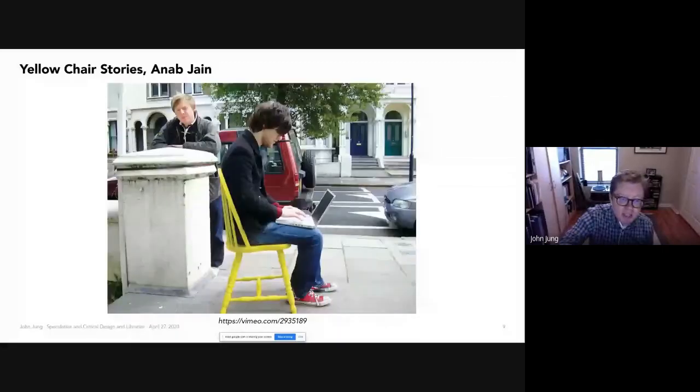We're going to fast forward a little bit now to the year 2005. Anthony Dunne and Fiona Raby are two important designers who do what we now think of as speculative and critical design work. They taught at the Royal College of Art in London, and they published the book Speculative Everything: Design, Fiction, and Social Dreaming in 2013.